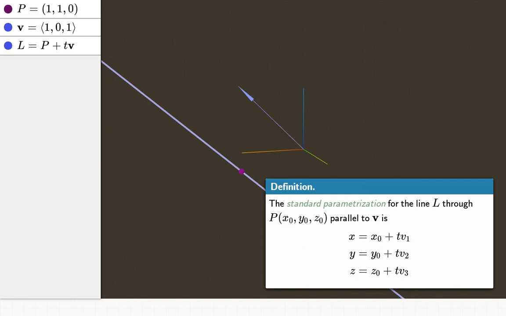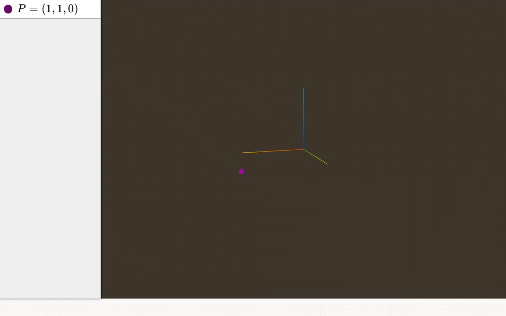Now, P and V are not uniquely determined by the line. We can pick any point on the line for P, and we can replace V with any scalar multiple of V, and we get the same line. But we often encounter a specific version of this situation where there is a preferred choice for P and V.